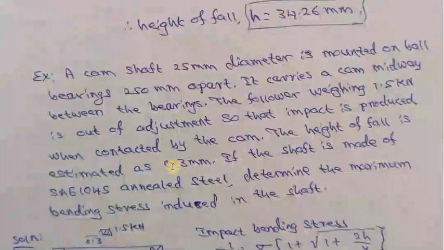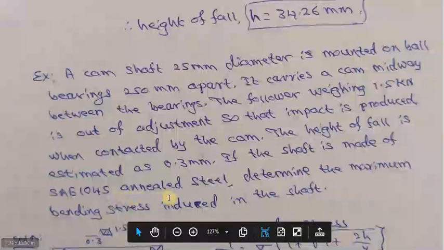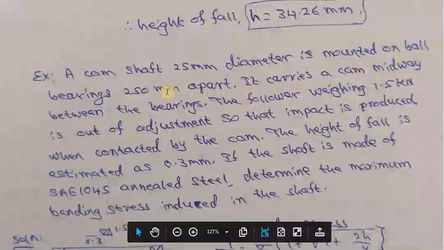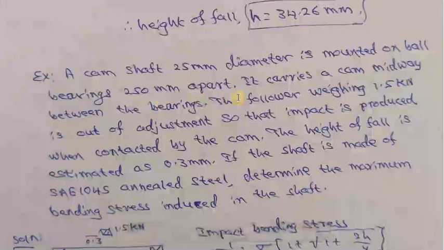If the shaft is made of SAE 1045 annealed steel, it is a steel material, determine the maximum bending stress induced in the shaft. So this is going to be a camshaft mounted between the bearings, and the load is falling at the mid. That means it is going to be a bending load, an instantaneous bending load example.